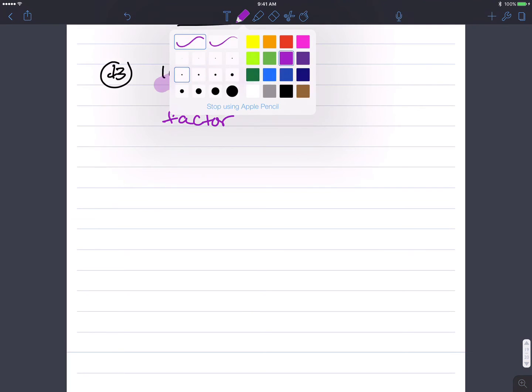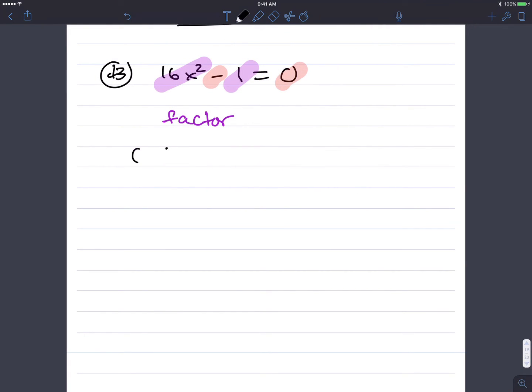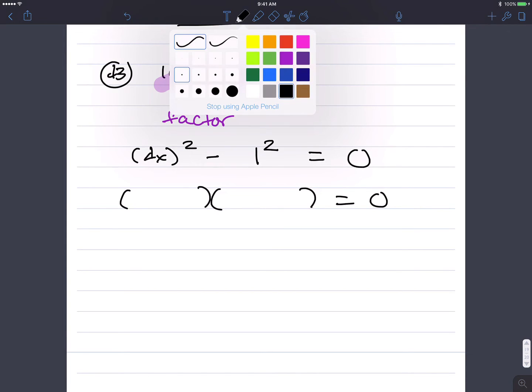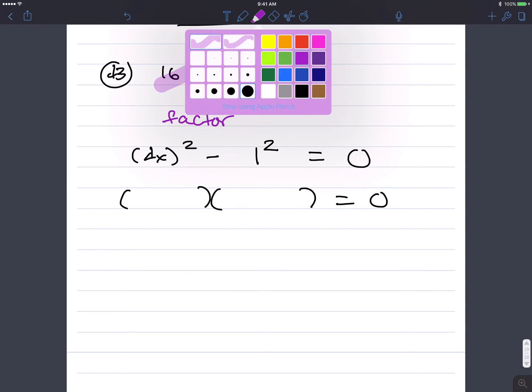So let's figure out what was squared. What was squared to get 16x squared? 4x. Good. And then what was squared to get 1? 1. This is my difference again. That equals 0. So my difference of perfect squares formula says I need to just determine what the bases are.